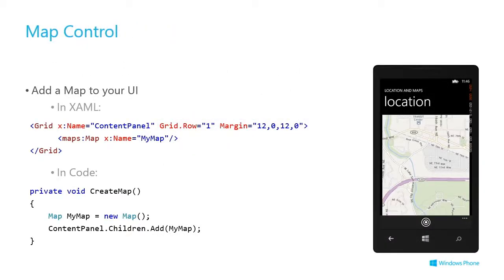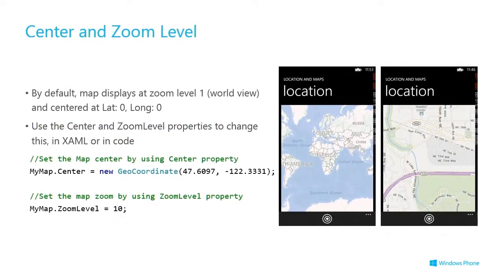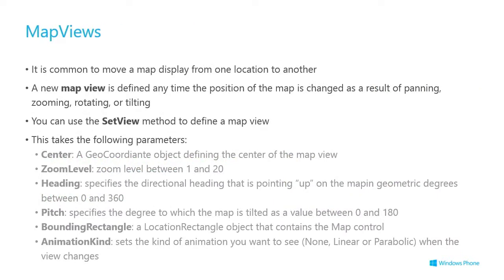So you can create a map by dragging one onto the page, and it will end up in XAML like that. Or, of course, you can create one in code. There's an example of that, as you can with any control. The center by default is a zoom level of 1 and centered at lat long 0, 0. You can change the center property to a new GeoCoordinate to reposition the map, and you can modify the zoom level. 20 is the maximum, which is close to street level.